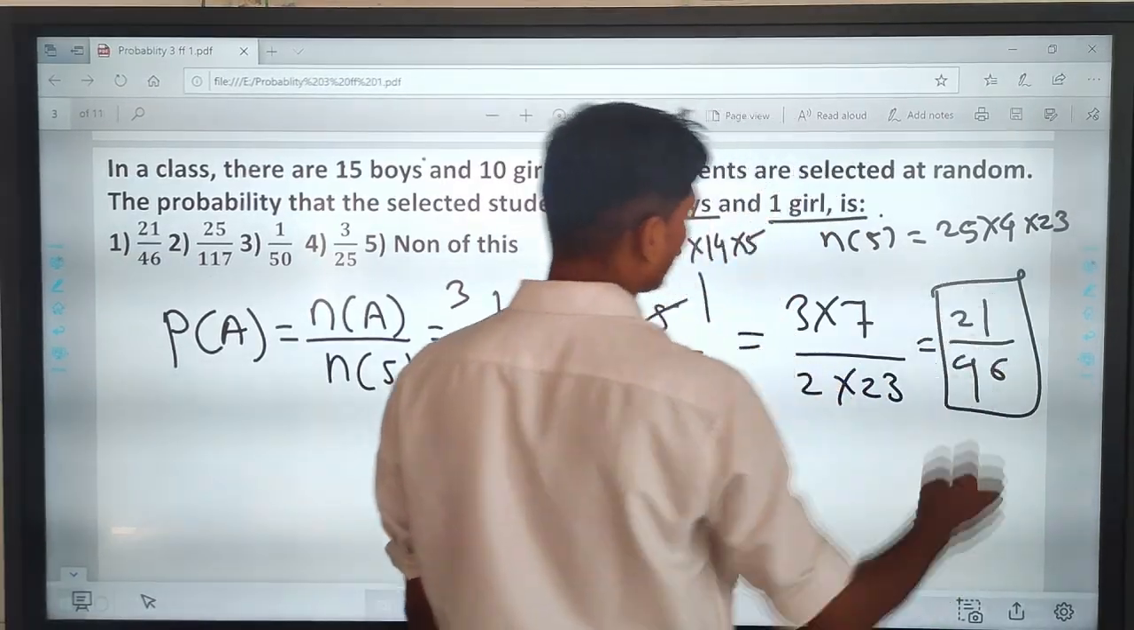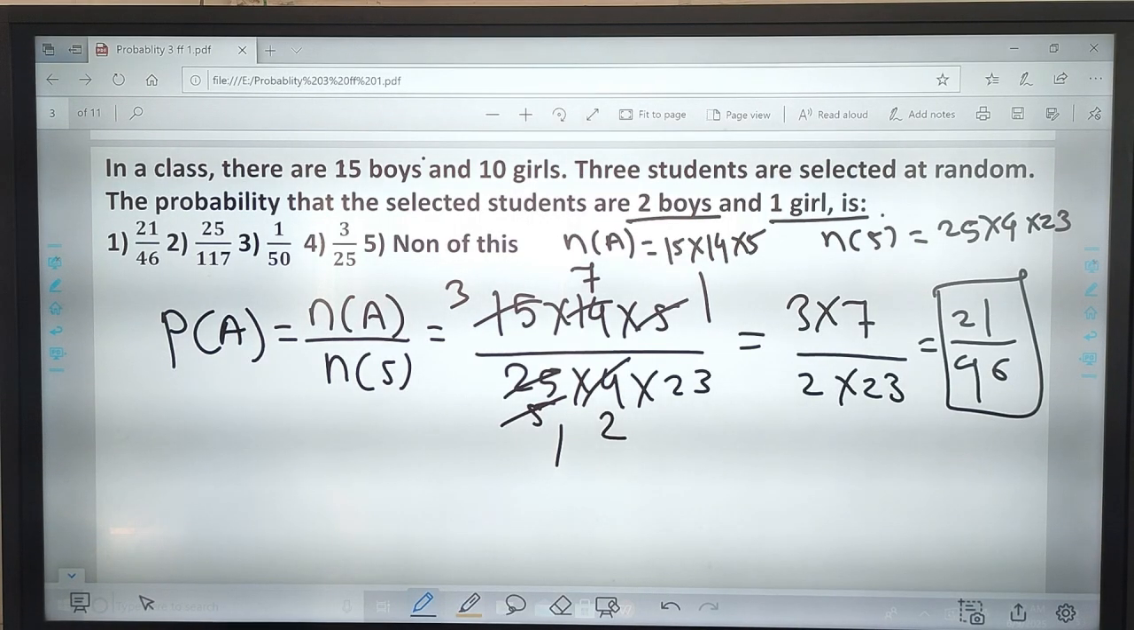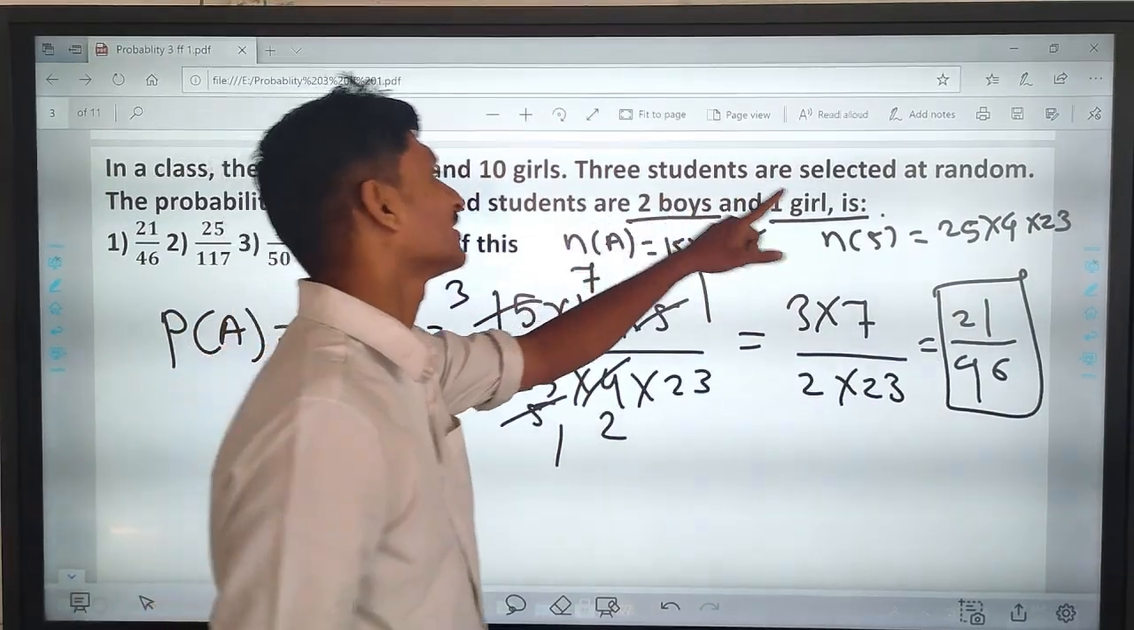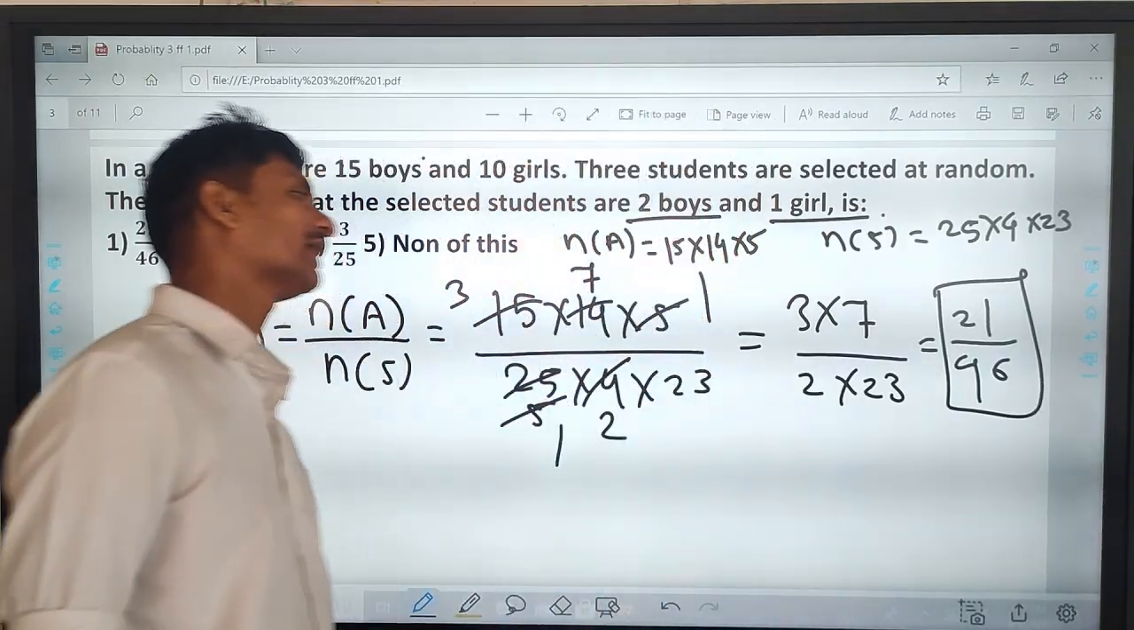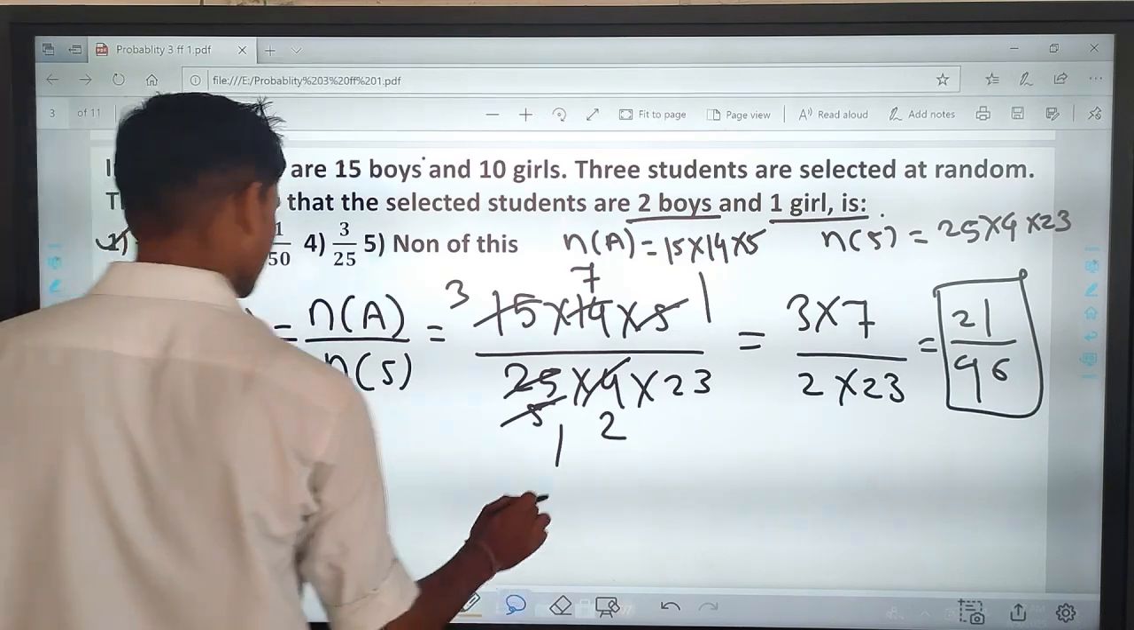Then your probability is 21 divided by 46. The probability that the selected students are 2 boys and 1 girl is 21 divided by 46.